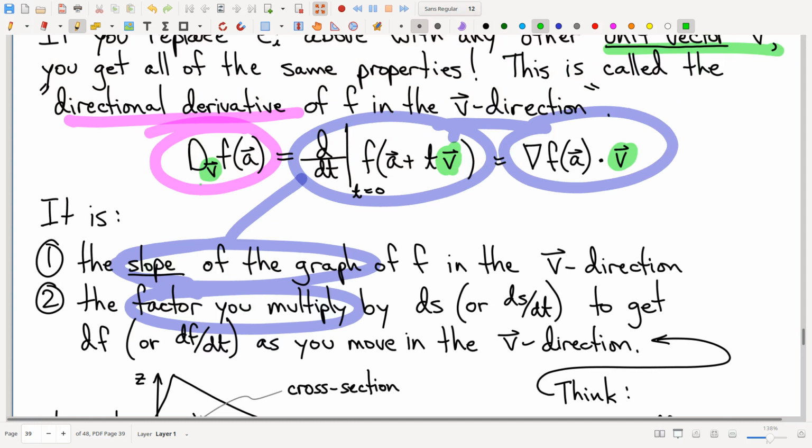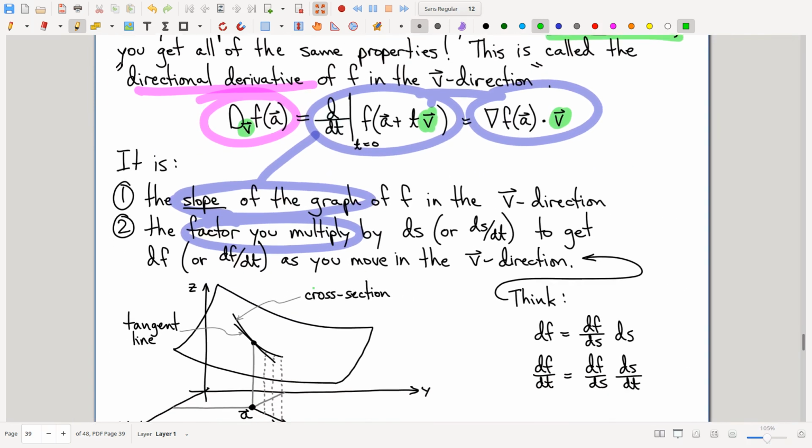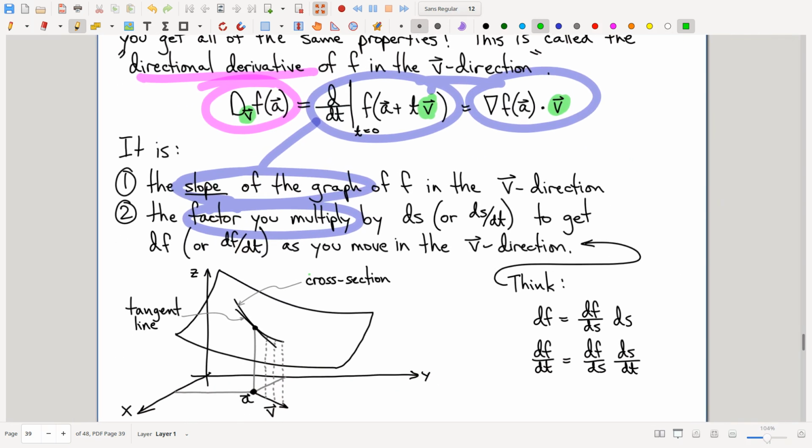Directional derivatives can be computed with this handy-dandy formula. Directional derivatives can be interpreted as giving you the slope of the graph as you move in that particular direction. And then here I'll point out that, looking at the picture down here, as you move in the direction of whatever this vector is, that unit vector V, you can look at a cross-section. You can talk about the slope of the graph. The directional derivative will compute that for you. And it's also this multiplicative factor.